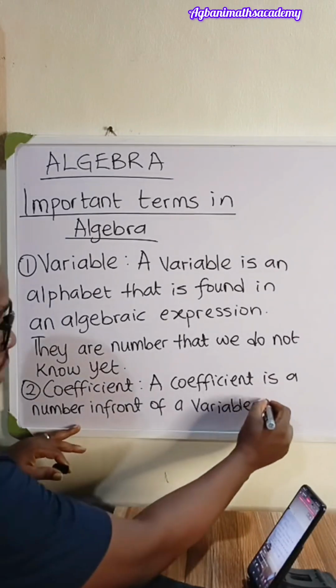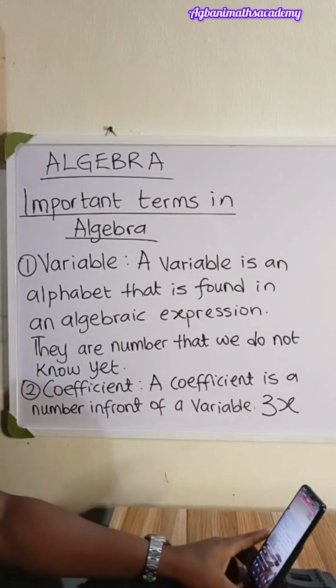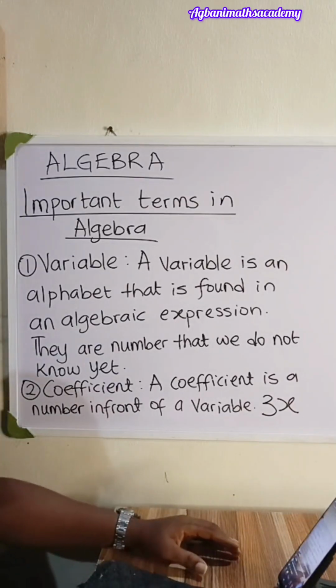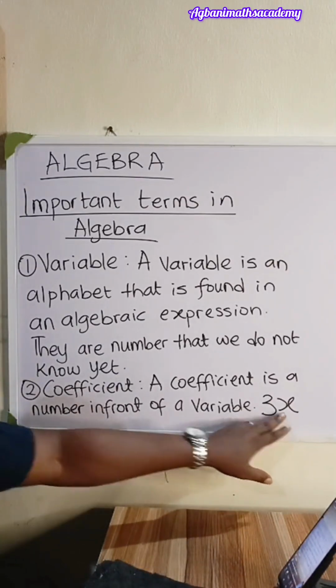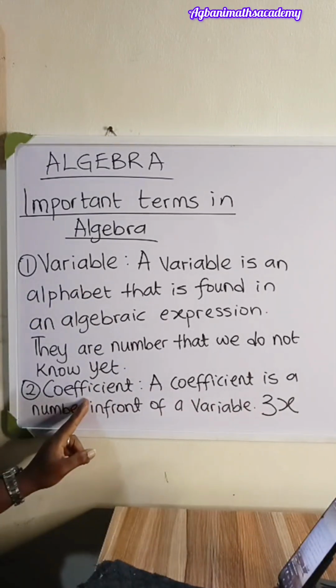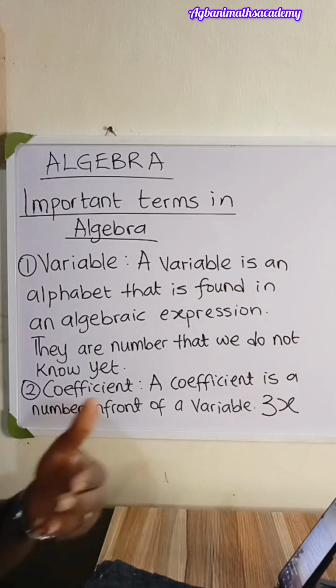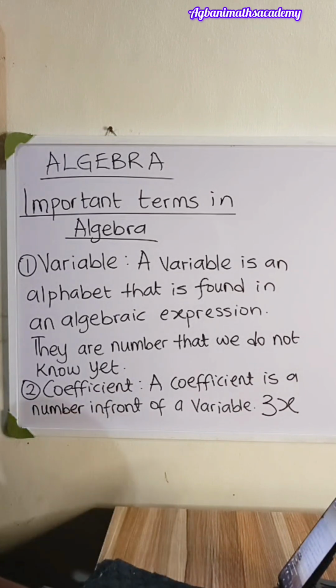For example, if I have 3x. So x is the variable, 3 is the coefficient, right? Whenever you see a variable, the number in front of it is called the coefficient.